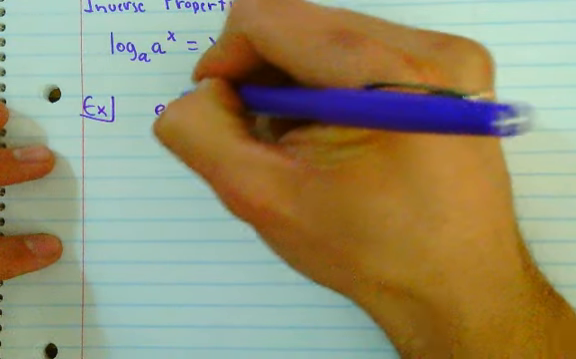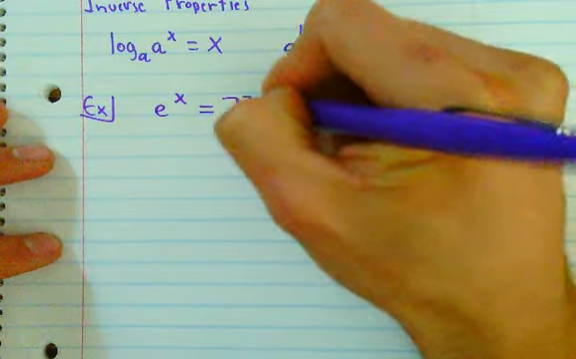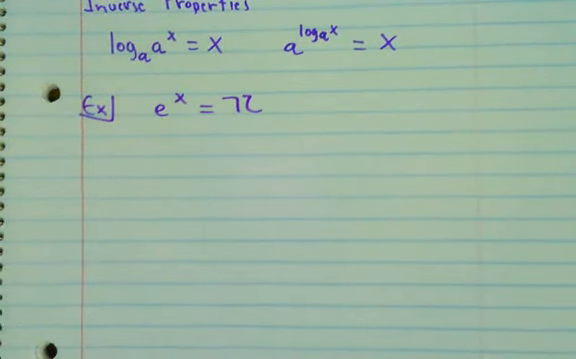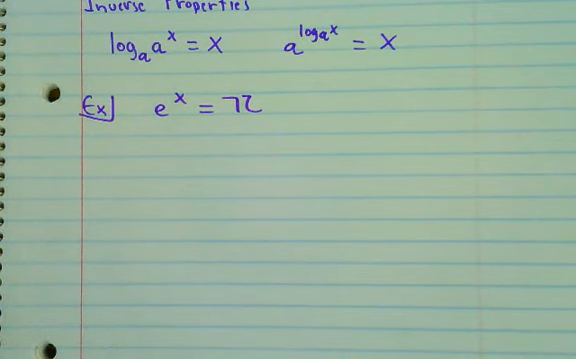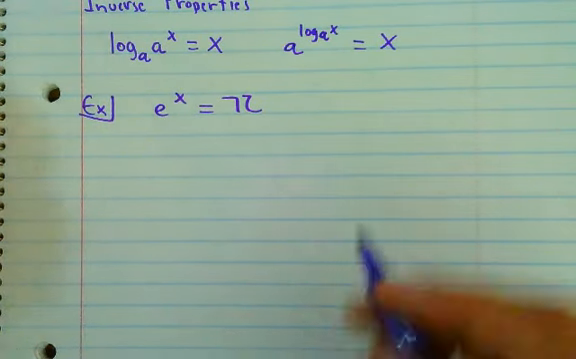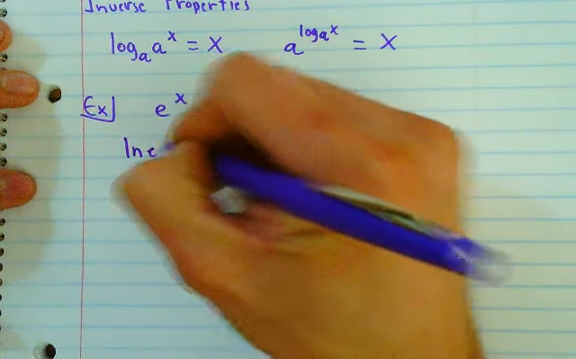e to the x power equals 72. Any thoughts? How did you know that? Did you turn it into just a log? Or did you use one of the properties? Okay, two strategies here. I'm going to use the inverse property just to show you how the inverse property works. I'm going to take the natural log of both sides.